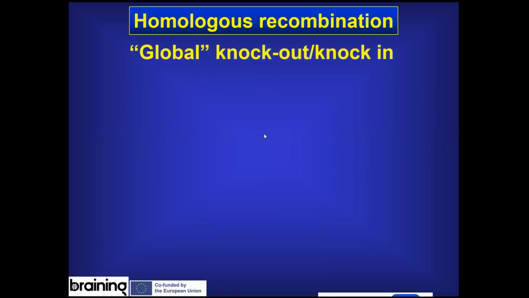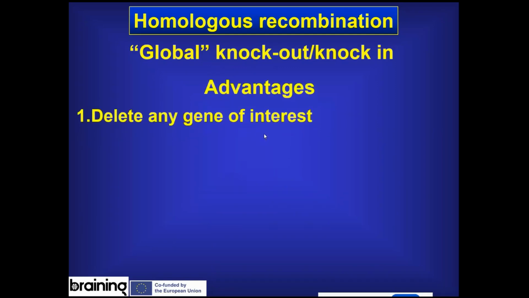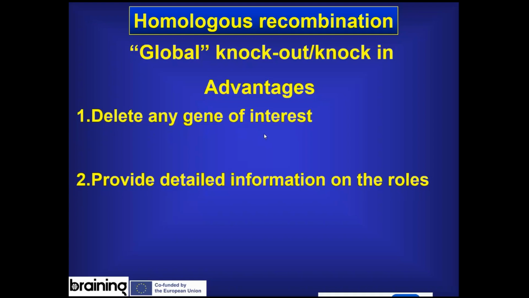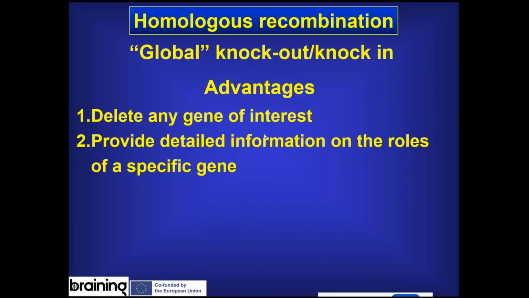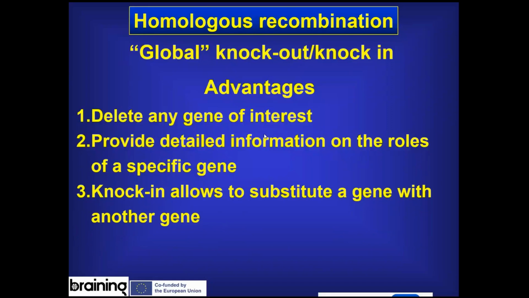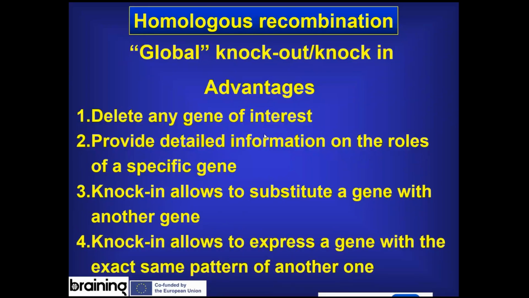So just to give you some overview of this method, the global knockout or knock-in has some advantages, of course, in that you can delete or replace any gene of interest. This can provide detailed information on the role of a specific gene, and the knock-in can allow you to substitute a gene with another gene, which will have exactly the same expression pattern as the endogenous gene. So maybe imagine you want to mutate just one base in one gene. With the knock-in, you can do that.